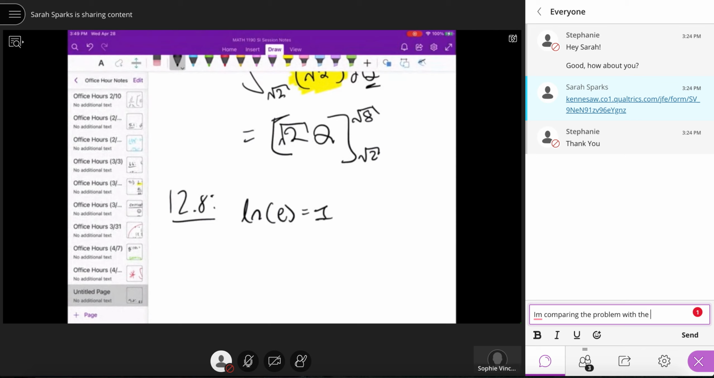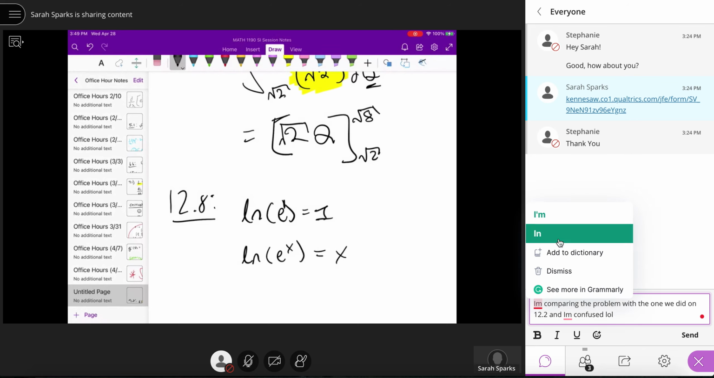Gotcha. So if you have natural log of e, then that's just 1, and it's just that 1 exponent. But if it was natural log of e to the x, it should just be x. Okay, so that's in natural log form, because I thought it was just in fraction form. But if it's in log, that makes sense. Yeah, it is in log. Okay, that makes sense.